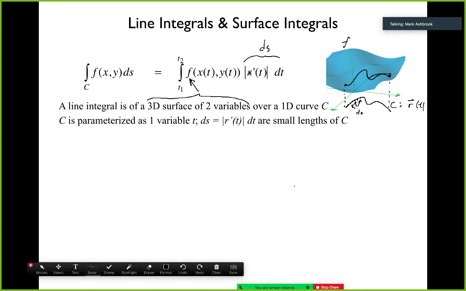So what are we going to get when we take ds, which is little length, those little lengths, times the height, right? So the function is z. So that's the height. So a little length times height, and do that over and over again and add those all up. That's what the integral does. So we're going to take little length here along C times the height, and then we're going to add all that up. What's that going to give?